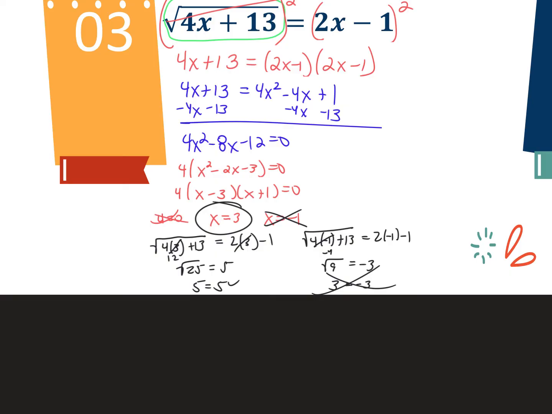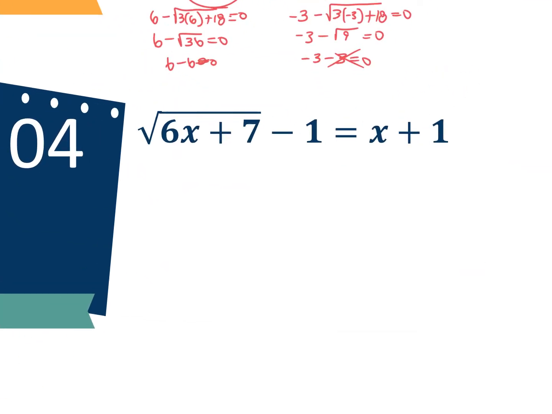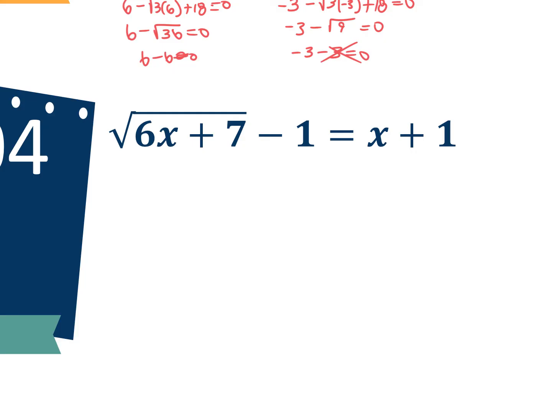Yes. Let's scoot on over to 4. How many radicals do you see? 1. All right, I keep asking the same question. You'll see why in the next slide. So I'm going to circle that radical. Is the radical by itself? No. So what should I do? Let's add 1. Perfect.